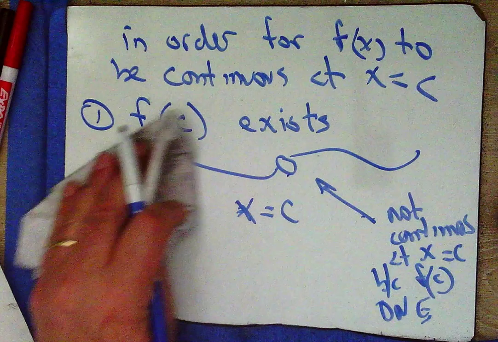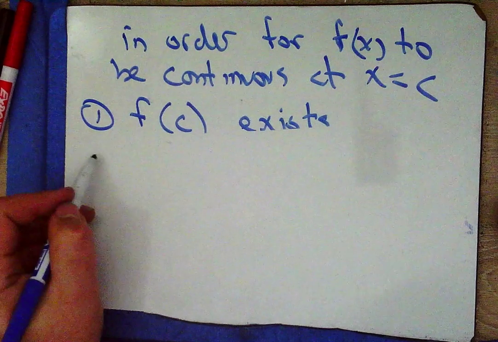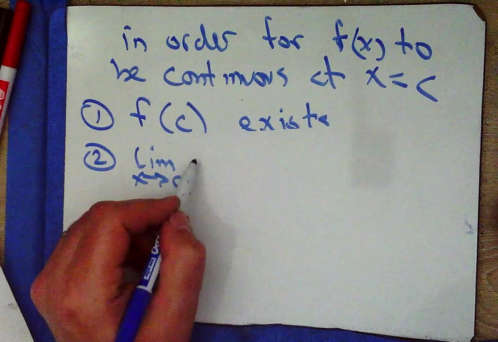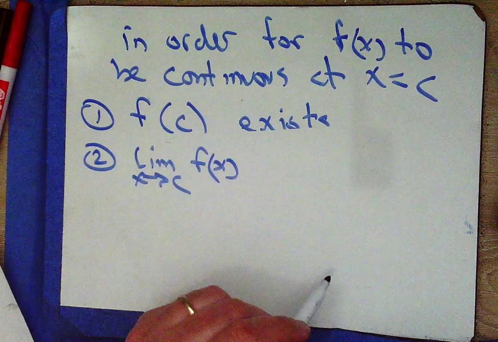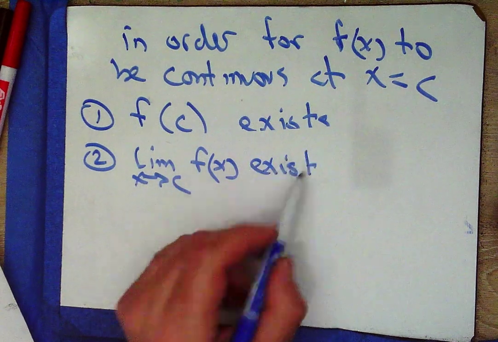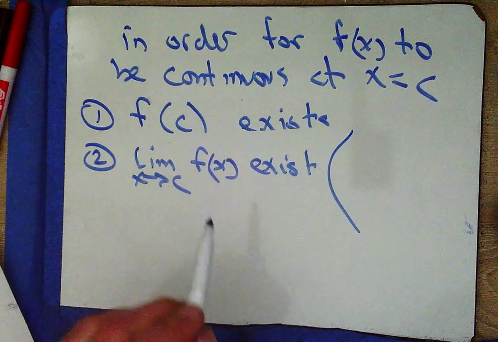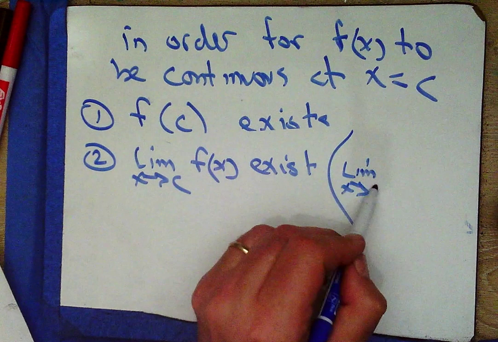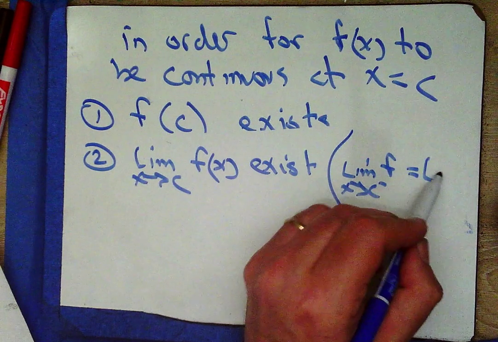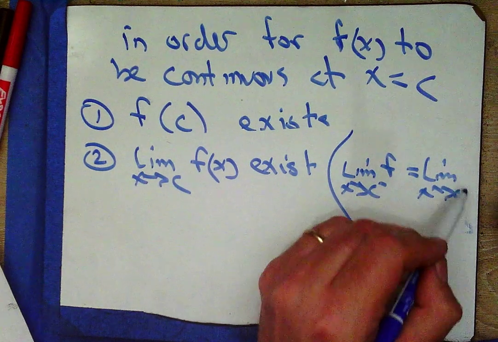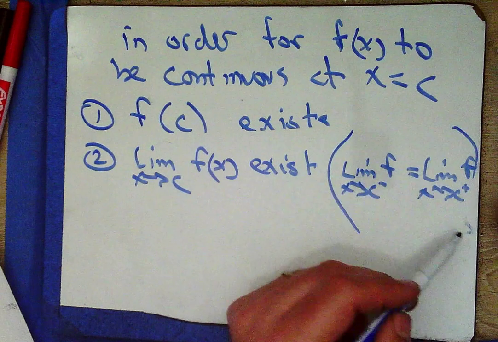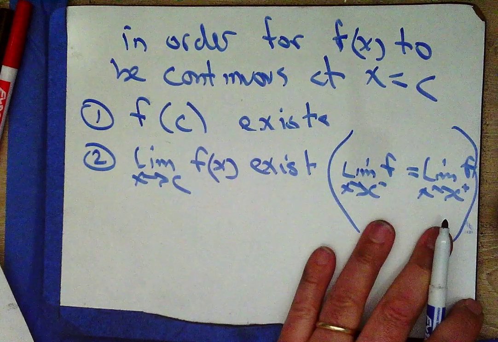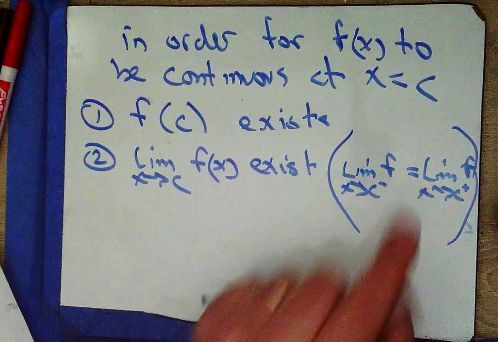All right. What's the second thing? Well, the second thing is that the limit as x approaches c of f of x needs to exist. But you know that in order for that limit to exist, it also means that the limit as x approaches c from the negative side has to equal the limit as x approaches c from the positive side. That's what's implied by that statement. These two limits have to not only exist, but they have to be equal to each other.